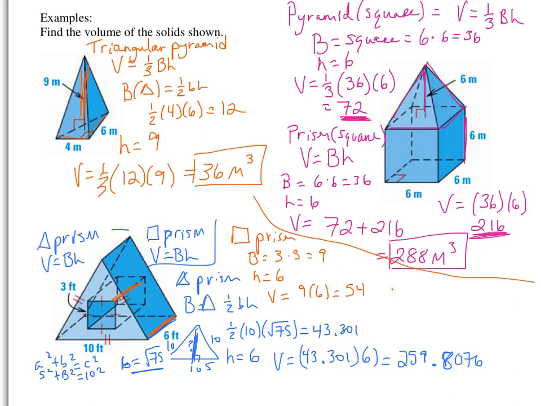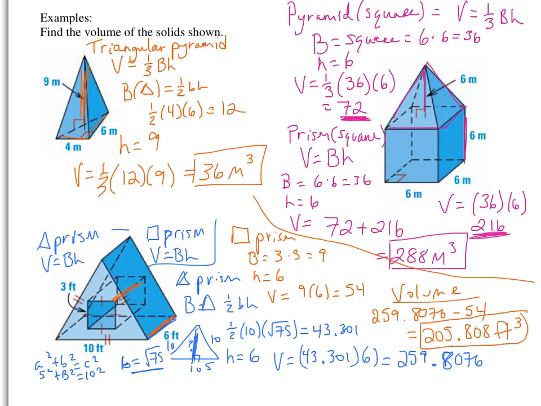So our final volume, we have to subtract our two numbers. So 259.8076 minus 54. And we end up with 205.808, and this would be feet cubed. So just realize we might have to look at subtracting out some pieces, and sometimes you might have to add the two pieces. It just depends on your picture.